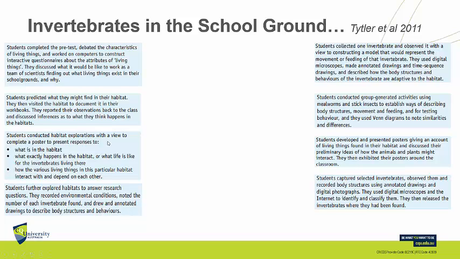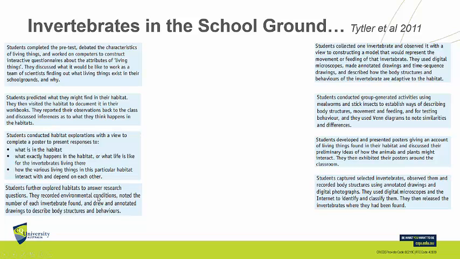Students conduct habitat explorations to make a poster. What is in the habitat? And you can see the emergence here of a food web, a hierarchy, a set of relationships between the animal, the environment, and its particular living needs and wants. Students further explore the habitats in step 4 to answer research questions. They record environmental conditions, note the number of each invertebrate found, and draw and annotate drawings to describe body structures and behaviours. Very simply done.